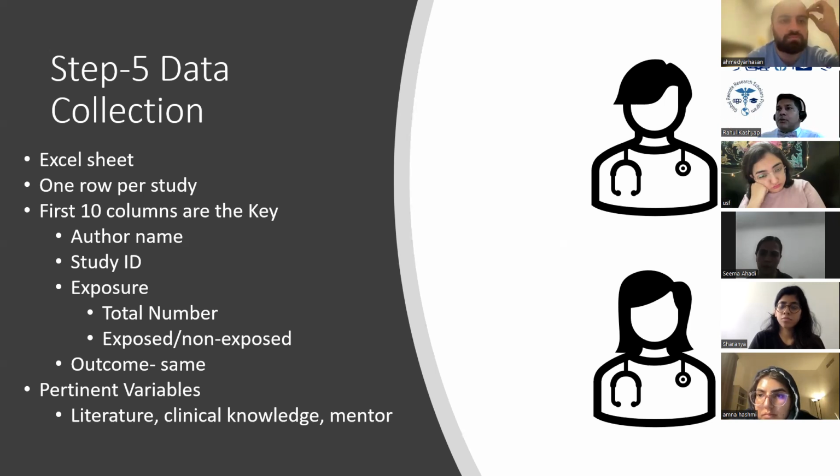The first 10 or 15 columns are going to be the ones utilized heavily for your data analysis. The rest will go into your systematic review tables. You can list them in your results section.